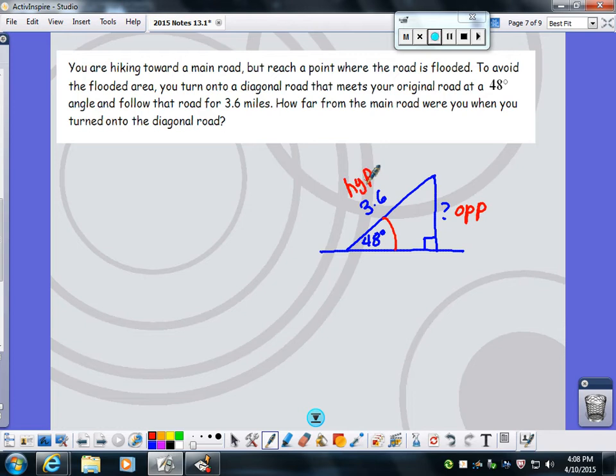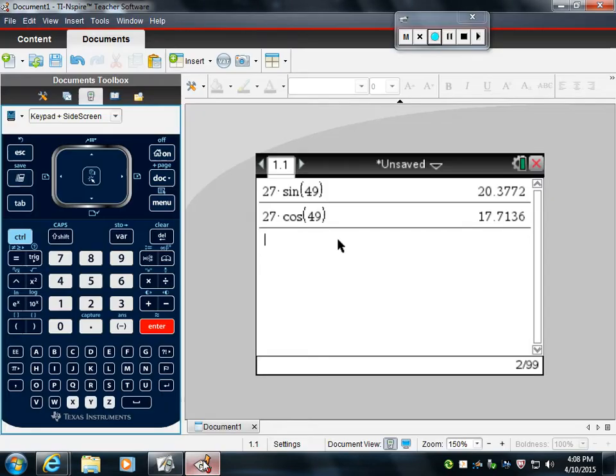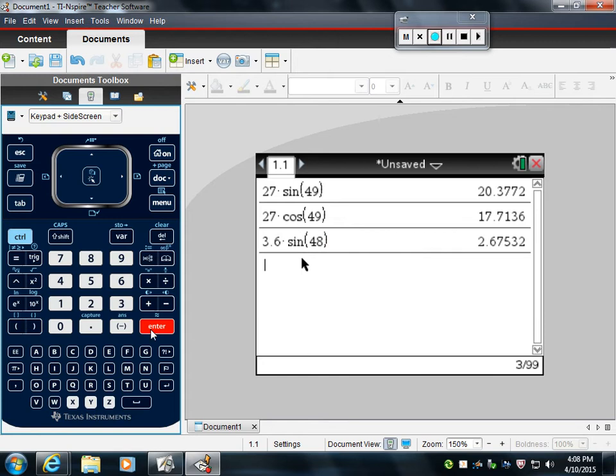So what trig ratio is opposite over hypotenuse? If you said sine, you're right. So we're going to set this up as sine of 48 degrees is equal to our opposite over our hypotenuse. All right, here again, we need to solve for x. So we're going to cross multiply and put that into our calculator. So 3.6 sine of 48, and hit enter.